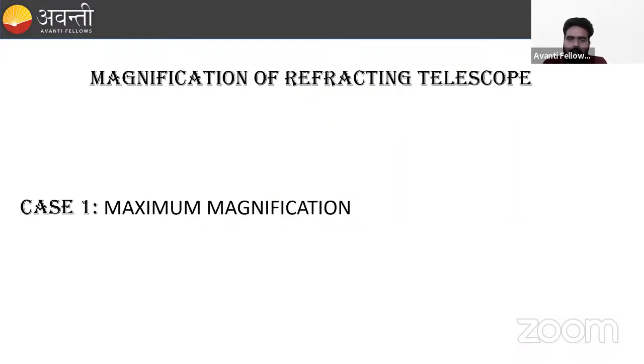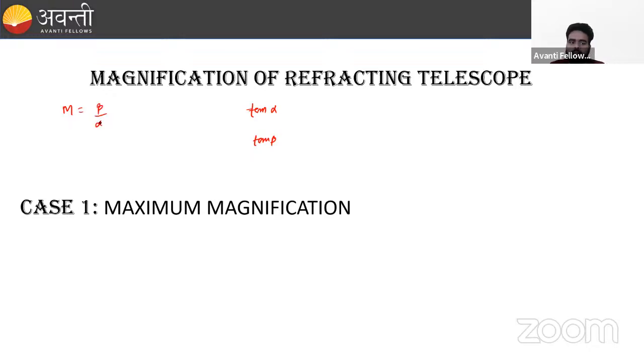So what is the magnification of the refracting type of telescope? We are again going to take the same type of approach we already took in the case of the compound microscope. If the angle alpha is very small, we can say tan alpha, and we have to calculate tan beta. That's why, in order to write down the magnification, it is beta upon alpha.